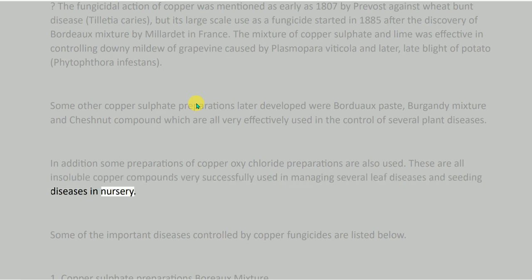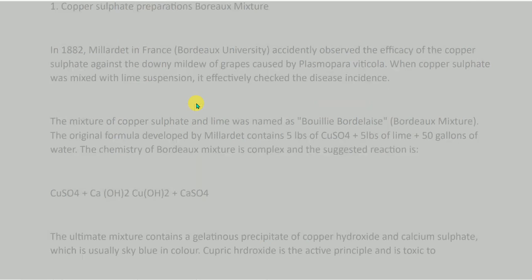1. Copper sulfate preparations: Bordeaux mixture. In 1882, Millardet in France, Bordeaux University, accidentally observed the efficacy of copper sulfate against the downy mildew of grapes caused by Plasmopara viticola. When copper sulfate was mixed with lime suspension, it effectively checked the disease incidence. The mixture of copper sulfate and lime was named Bouillie Bordelaise, Bordeaux mixture.